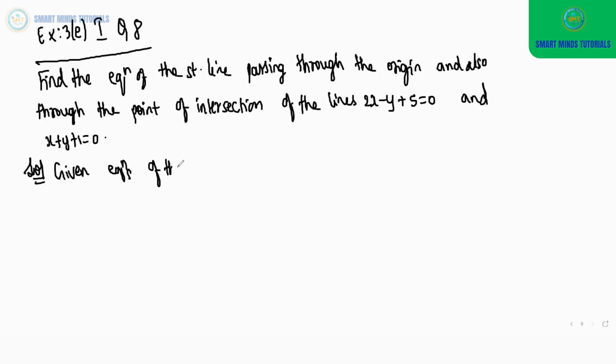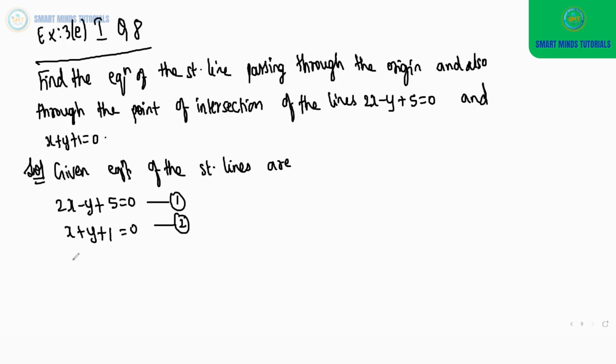Given equations of the straight lines are 2x minus y plus 5 is equal to 0, equation number 1, and x plus y plus 1 is equal to 0, equation number 2. Now solving 1 and 2, again the same cross multiplication method. So minus 1, 5, 2, minus 1, 1, 1, 1 and 1. This is x, y, 1.